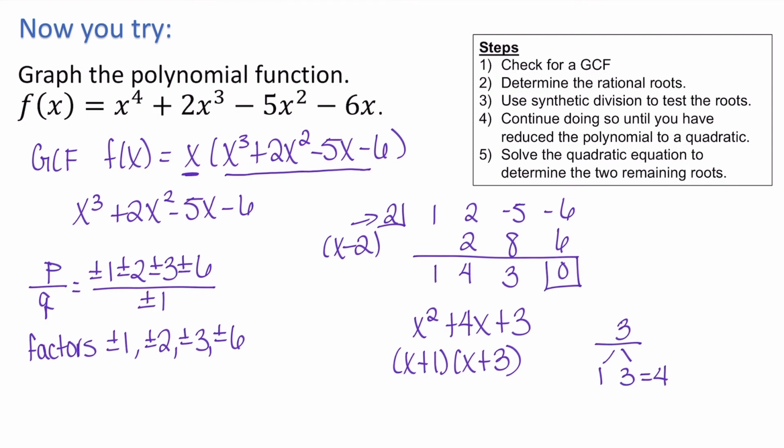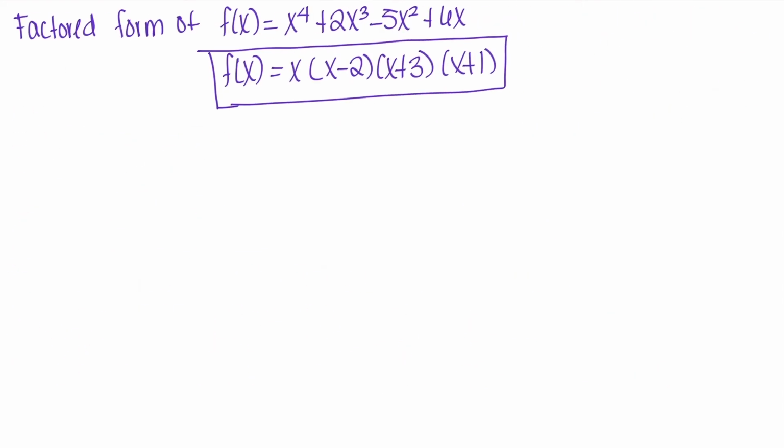So I started off by doing synthetic division on 2. And when we did that, we found that 2 is a factor root. So we have x minus 2, and then now the depressed polynomial is x squared plus 4x plus 3. And we can factor that since it's a quadratic, so we have x plus 1 times x plus 3. So if I collect all these factors, so I have these two, and I have x minus 2, and then I also have that x. So the factored form of f of x is going to be x times x minus 2 times x plus 3 times x plus 1.